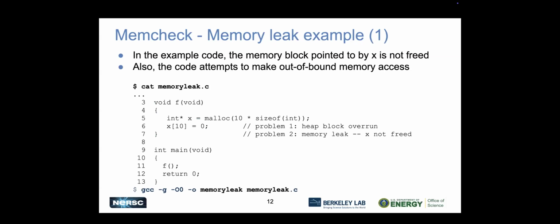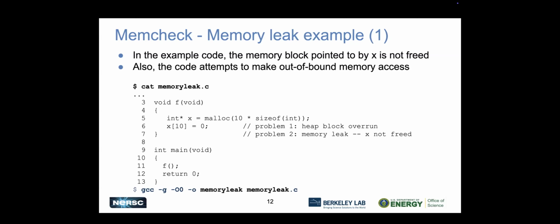And this is a simple example here. In this code, the pointer x allocates 10 integers, so 40 bytes. It allocates the memory block of 40 bytes here. And then in line 6, it accesses the 11th element here. So this is a heap overrun, an out-of-bound memory access. So there are 2 errors here. And then it exits the function f without freeing the memory block that was allocated with the pointer x.